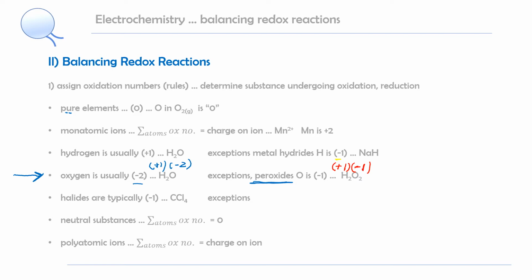Okay, our group 7A elements, the halides. These elements are typically -1. Remember, if they gain an electron, they have a noble gas configuration, they're happy. So in a compound like carbon tetrachloride, each chlorine is going to have an oxidation number of -1. Okay, I don't know what carbon is. I'm going to put X there for now. All right, so halides are typically -1.